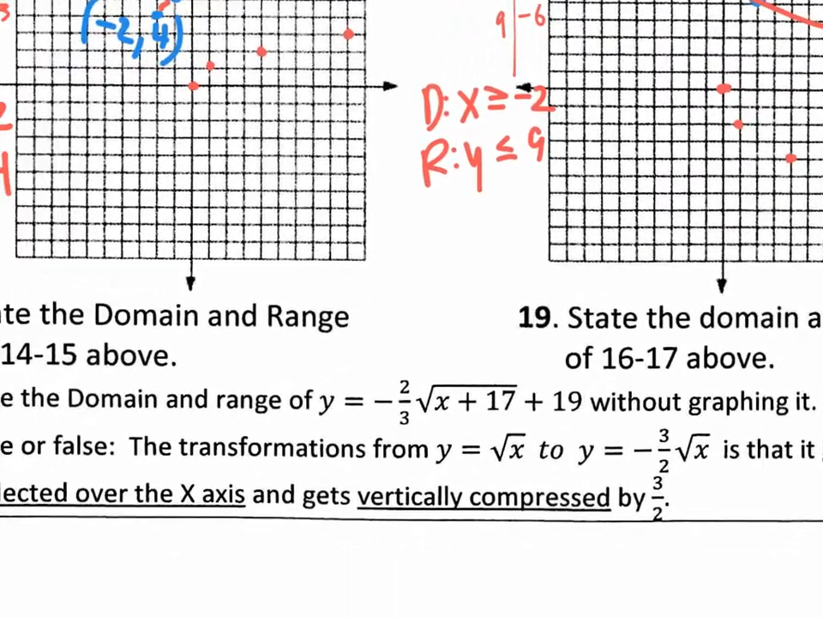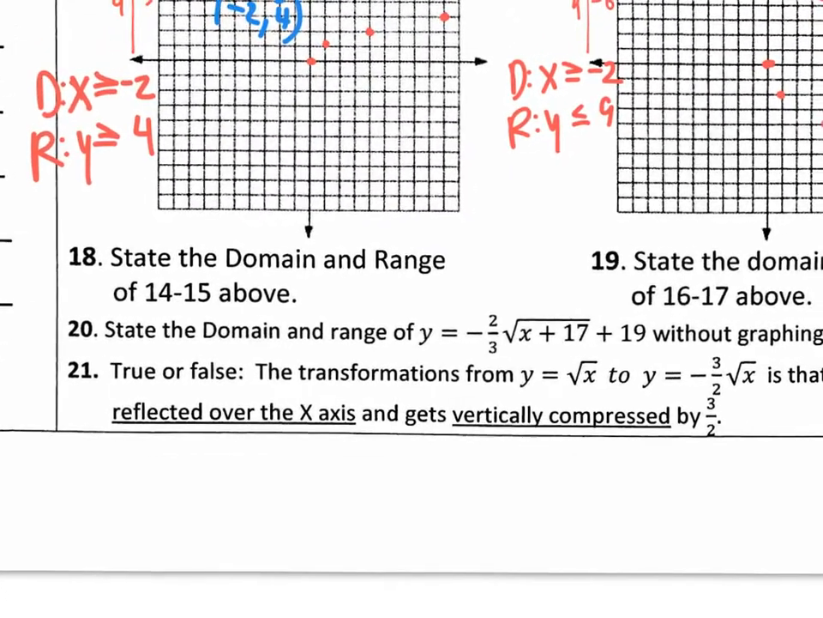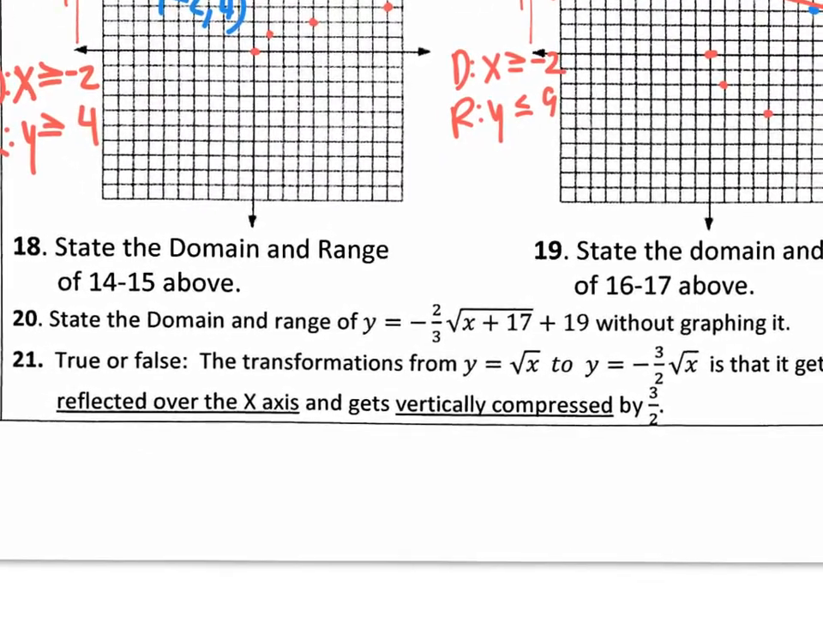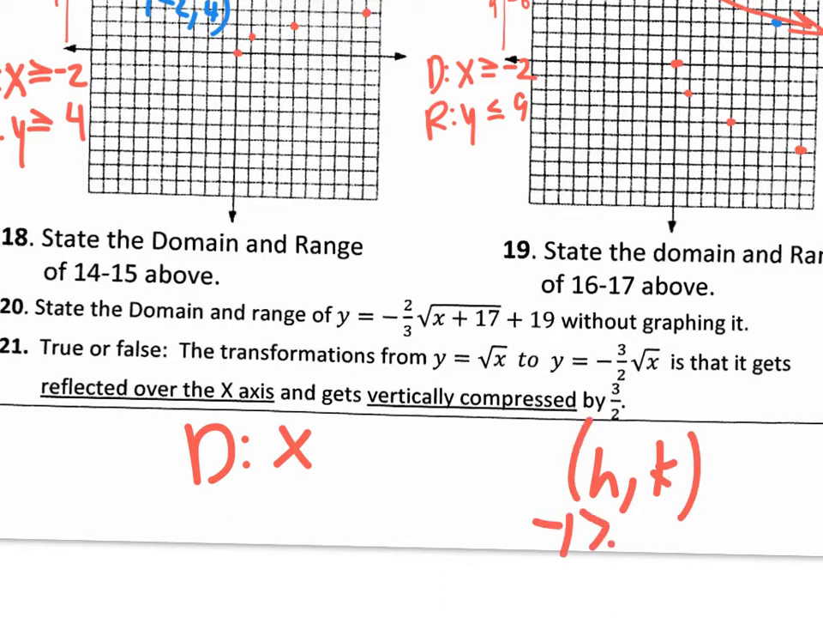How about this down here? Number 20. It says state the domain and range of y equals negative 2/3 square root of x plus 17 plus 19 without graphing it. So the domain of that guy would be x is what? Is it greater than or less than? You got to visualize. First of all, what is the hk value? Negative 17, comma, positive 19. So visualize that on a graph.